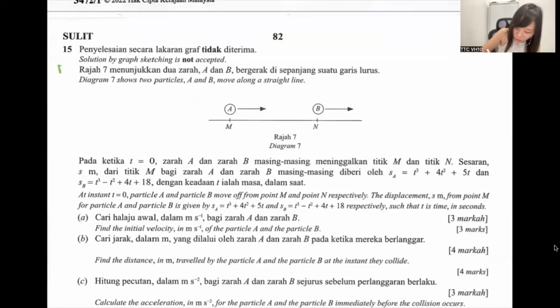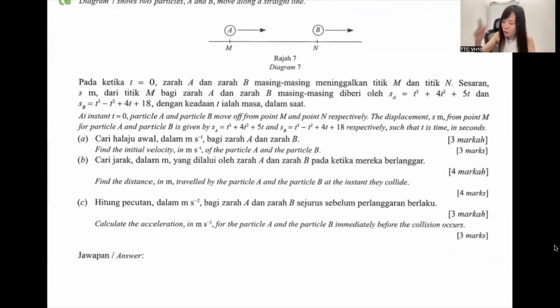Guys, last one. Form 5, Chapter 8. So it's always these 4 chapters under Section C, my dear, okay? So no need to look also. This one is called kinematics of linear motion, okay? Movement. A bit physics-like. So guys, Diagram 7 shows 2 particles A and B moving along a straight line. Always on a straight line.